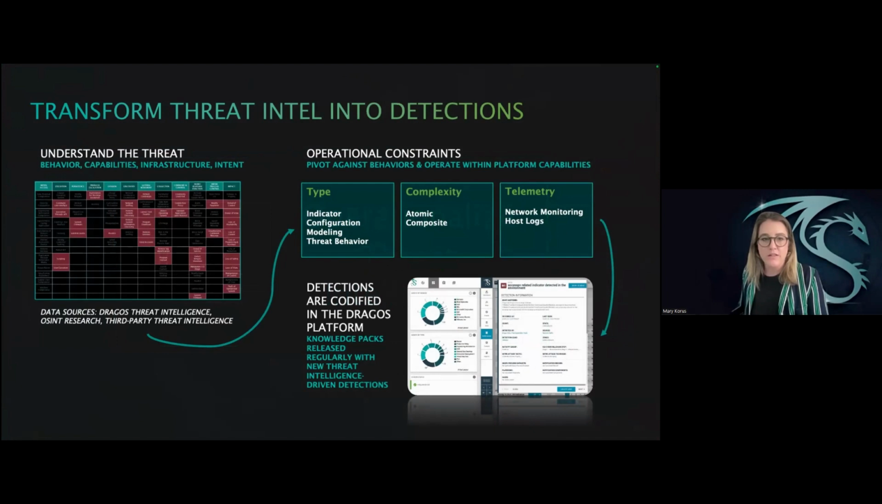So we do get the question a lot of how do we transform OT CTI into detections and get that information into the Dragos platform? What is the speed that those detections come in, and how do we keep our customers as up to date as possible with the content that we develop here? And it all starts with a deep understanding of the threats.